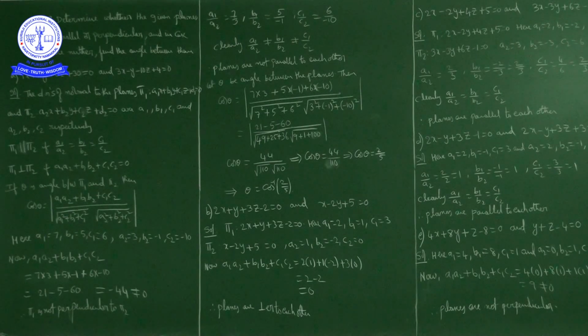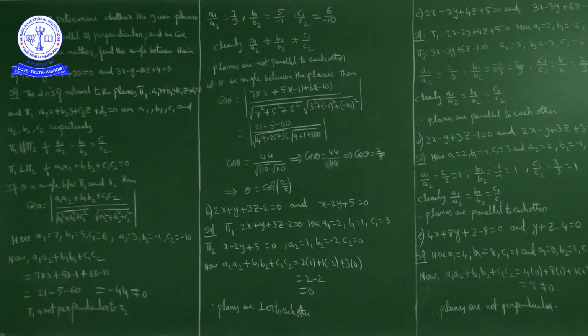Now, two planes are parallel to each other if a1 by a2 is equal to b1 by b2 is equal to c1 by c2. The corresponding x quotient ratio, y quotient ratio and z quotient ratio have to be equal.